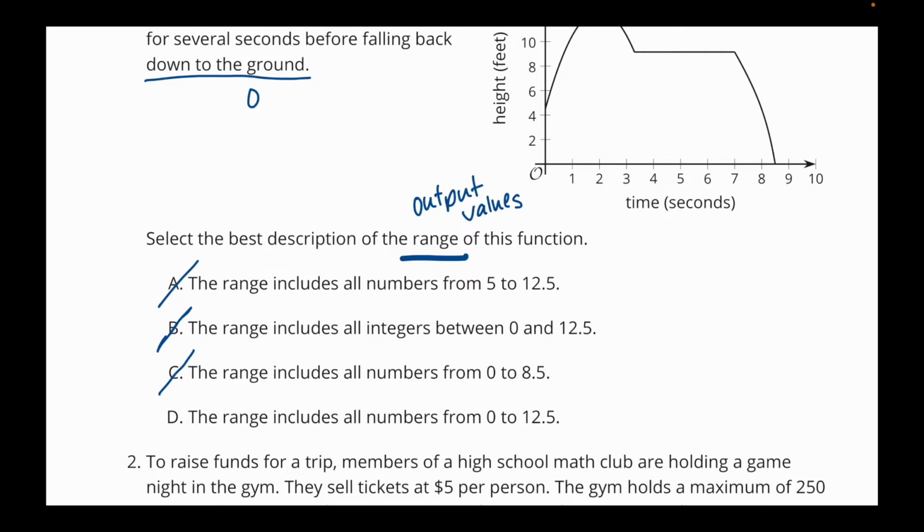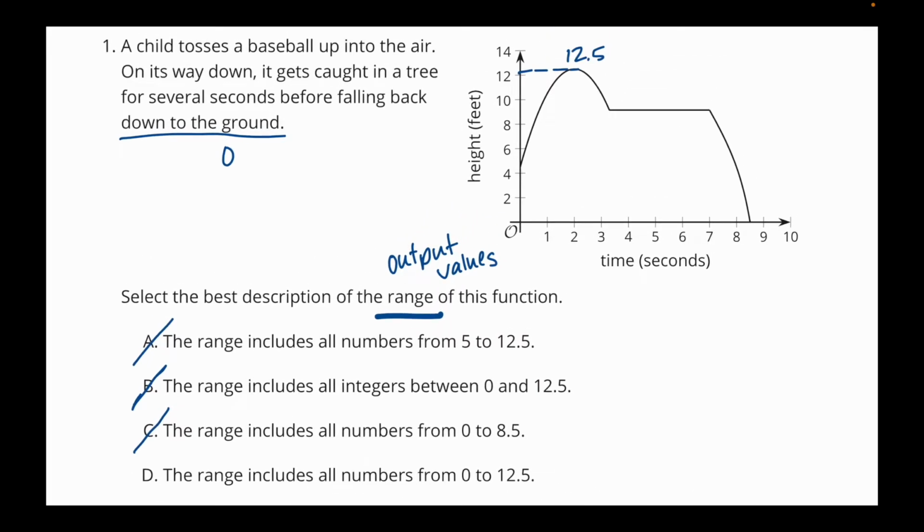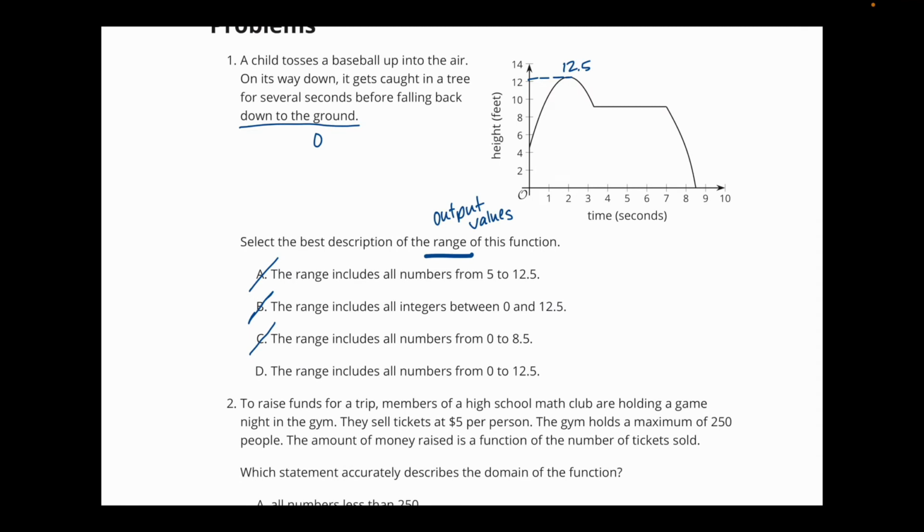Let's look at our last one. It includes all numbers from 0 to 12.5. I would agree with that. It's going to go from the ground all the way being tossed into the top of the tree. So it is going to include all of these numbers from 12.5 down to 0. So D is correct, and D is going to be our answer.